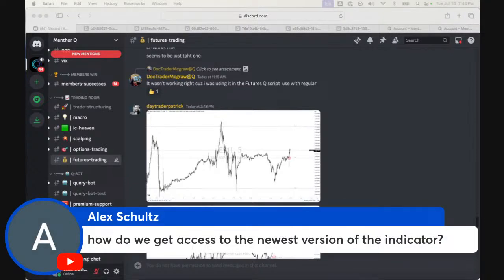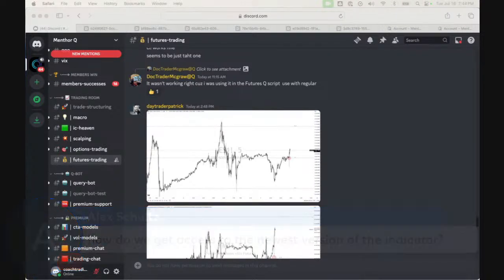Alex, how do I get access to the newest version of the indicator? For new users, it will be accessible through your account user portal. For existing users, we're going to post it later tonight in the TradingView channel on Discord. So stay tuned.